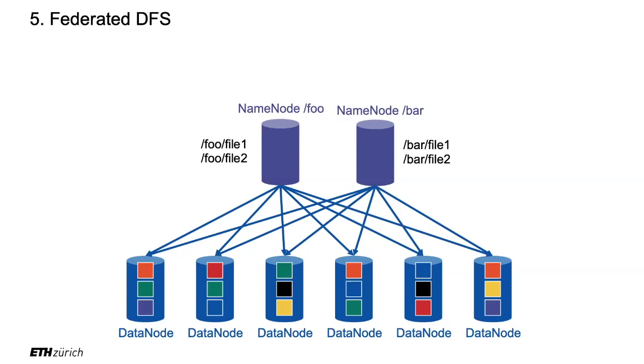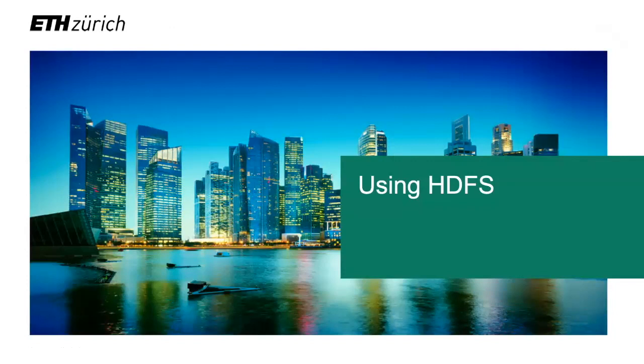You just distribute the responsibilities for the file hierarchy, and then you can have multiple name nodes, right? Does it make sense? For whom does that make sense? Okay, that's called the federated distributed file system. Okay, now, finally, I'm done with the implementation and so on.